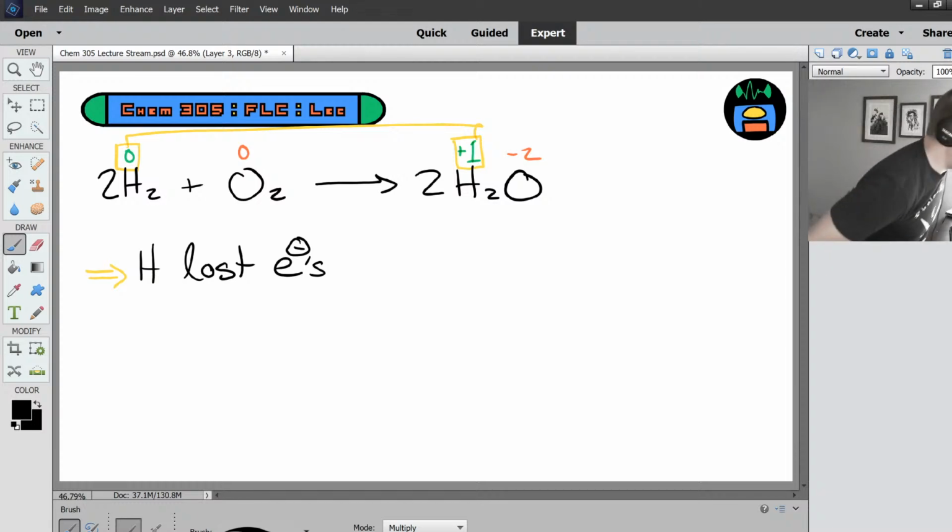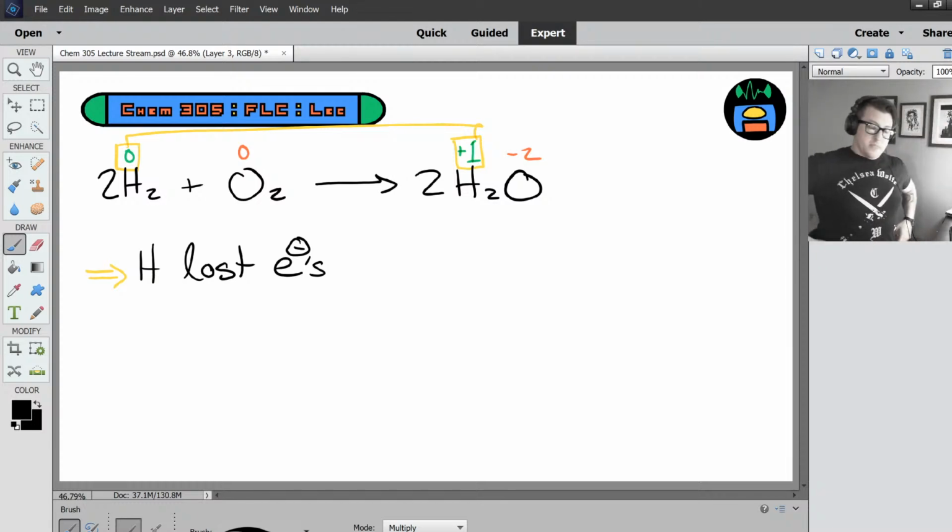Kate was wondering if we can ignore the stoichiometric coefficients when determining our oxidation states. And the answer is yes. You can always ignore your stoichiometric coefficients.